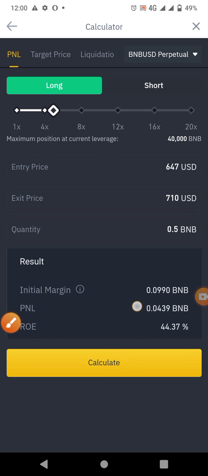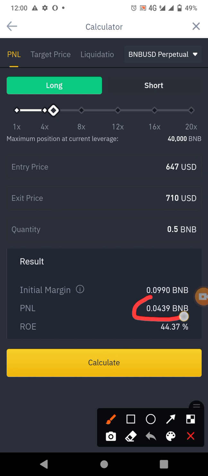That's I'll be getting 0.0439 BNB in profit. And the percentage is 44.37%. Are you getting me? So that's that about the profit, about the long.